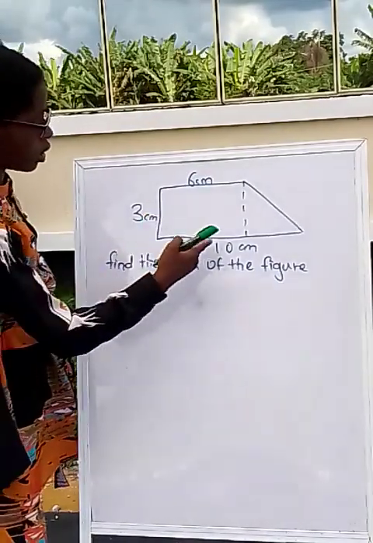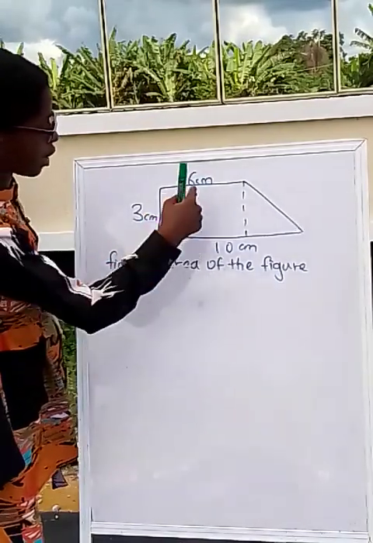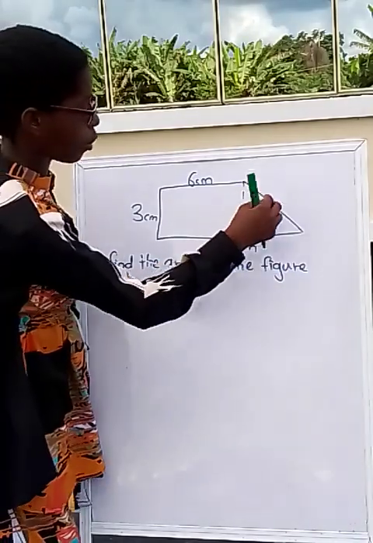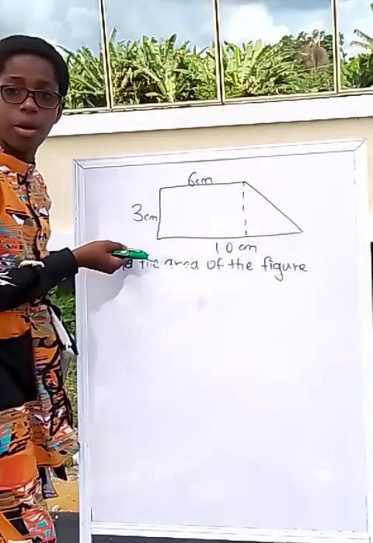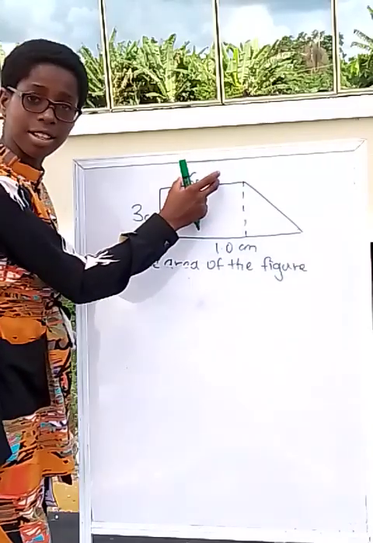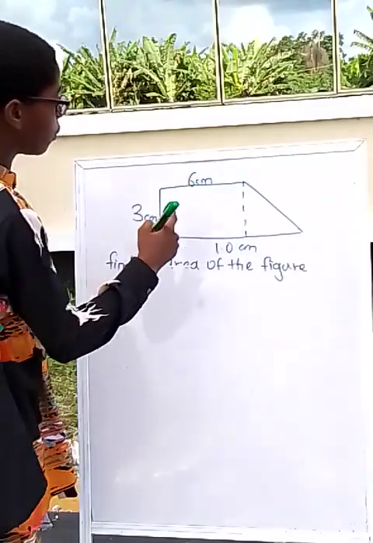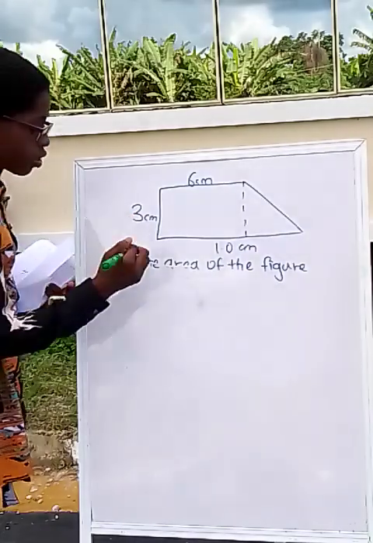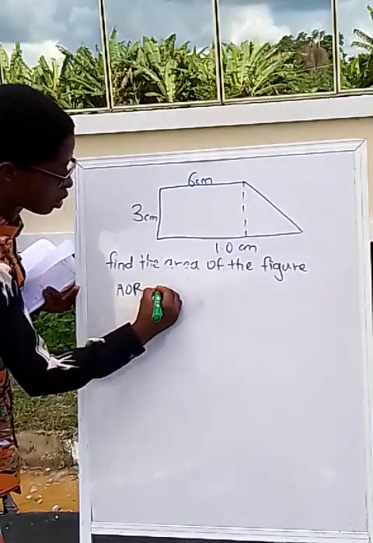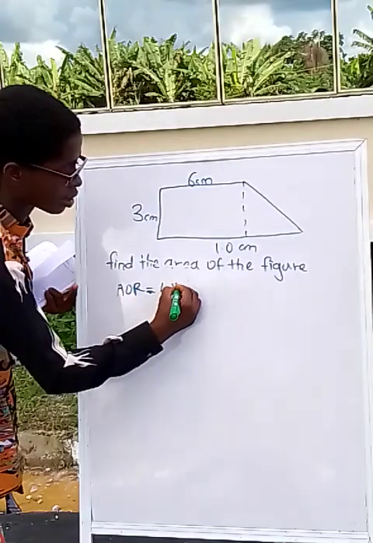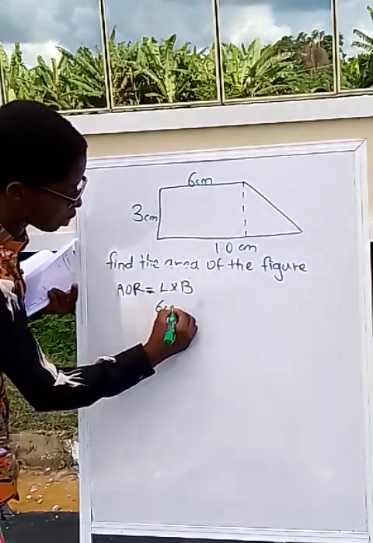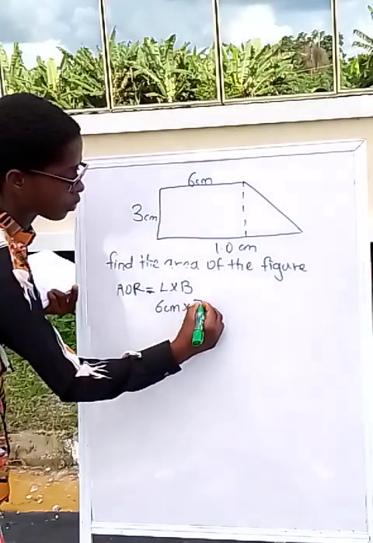Now let's continue. The length of the rectangle here is 6 centimeter. Now this 10 centimeter belongs to both the triangle and the rectangle, but the length of just the rectangle is 6 centimeter. I hope you understand. Our breadth is 3 centimeter, and the area of a rectangle is length times breadth, and our length is 6 centimeter like I said, times our breadth of 3 centimeter.